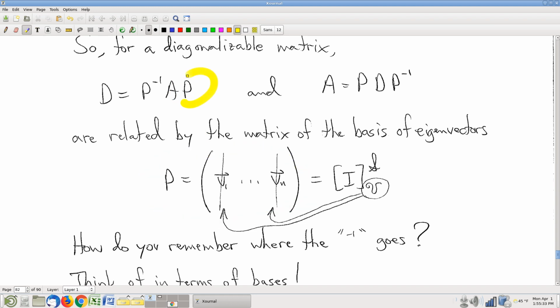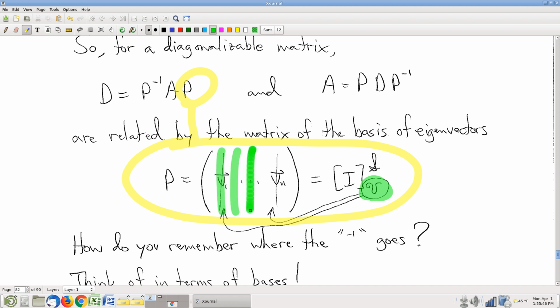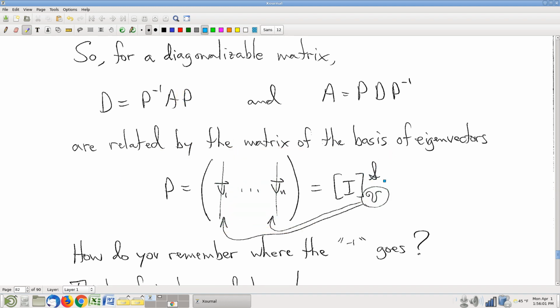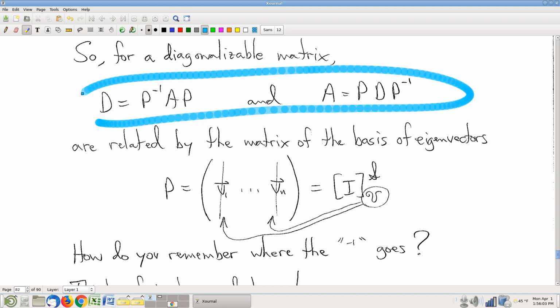Here, let me do it like this. Change of basis matrix. And don't forget a change of basis matrix has the feature that the columns represent those vectors, of course understood with respect to that basis, that being the standard basis. So it's those vectors. Okay. So quick summary of how everything lays out and fits together. So don't forget these formulas right here.